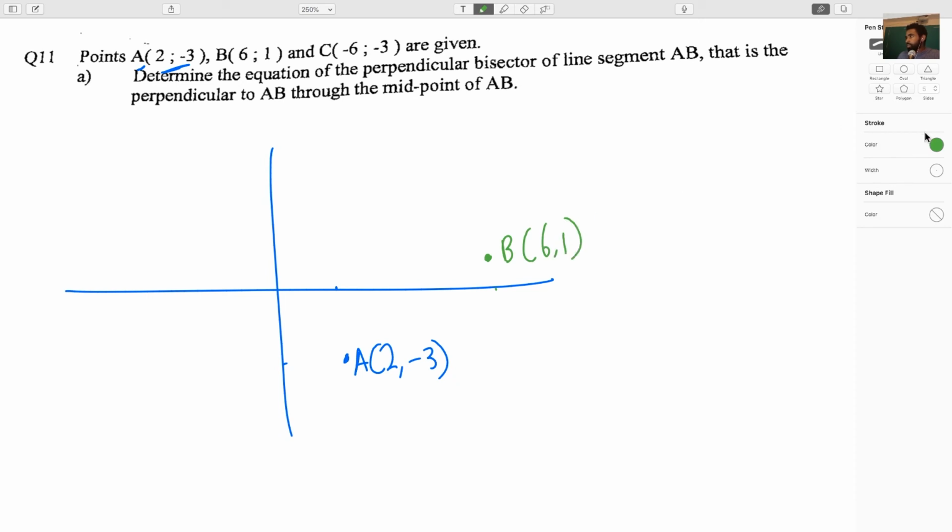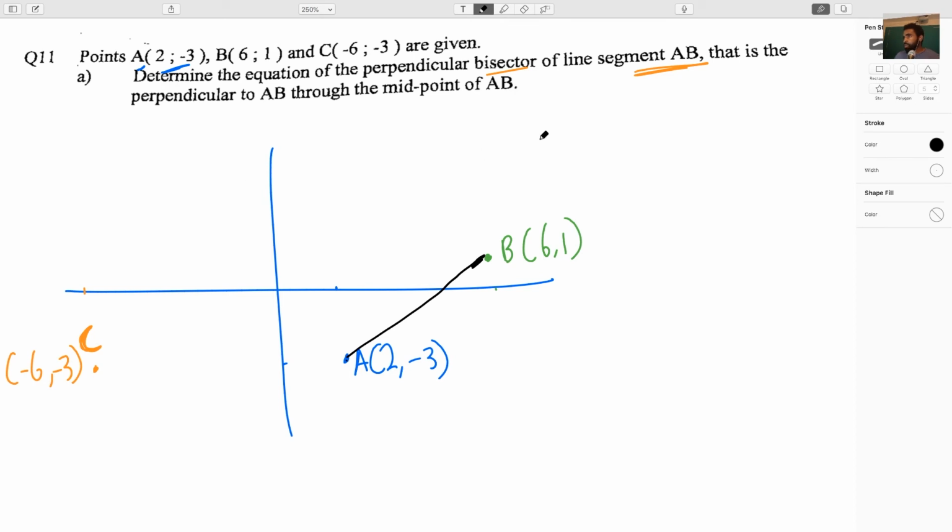And finally, we have the point C, which is minus 6 and minus 3. So over here maybe, and minus 3 will be there. So here we have minus 6, and minus 3. And this is, of course, the point C. Nice. Okay, now it says determine the equation of the perpendicular bisector of the line segment AB. So let's draw that line segment AB here. So here's AB.